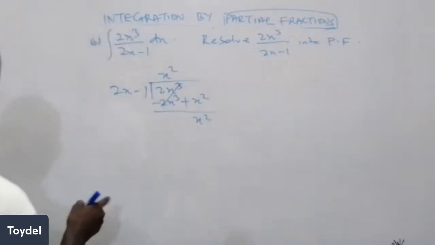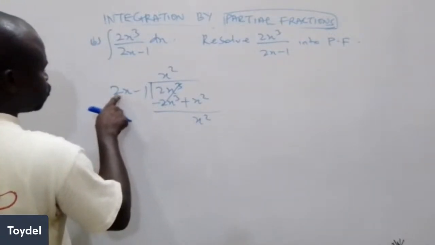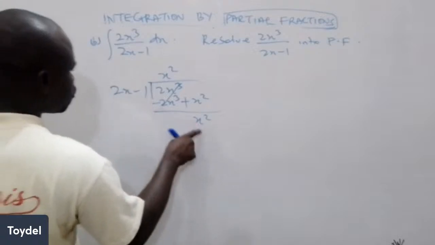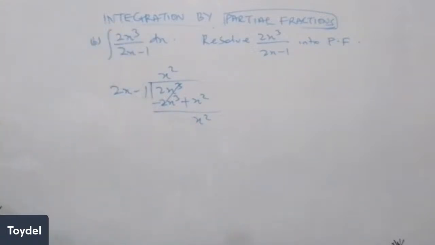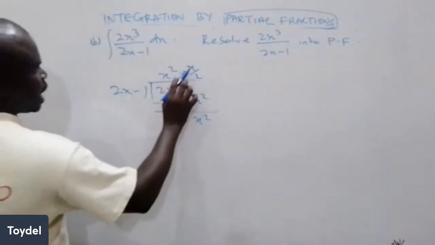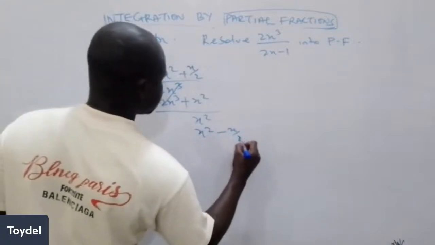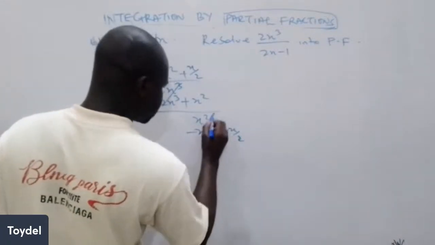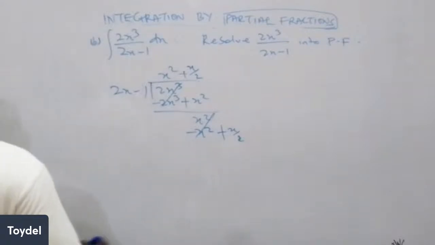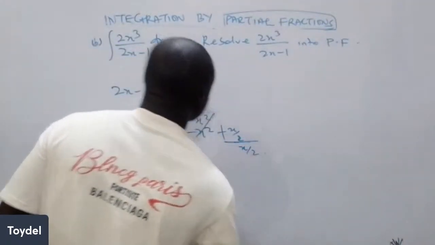Then from there, what do I get? So what am I going to multiply 2x with to be able to get x squared? Then what will I use to multiply? That will be plus x all over 2. That is, x all over 2 times this will be x squared minus x all over 2. If I introduce minus, this will become plus. This will cancel this. Then the remainder is x all over 2, and that's what I'm going to get.